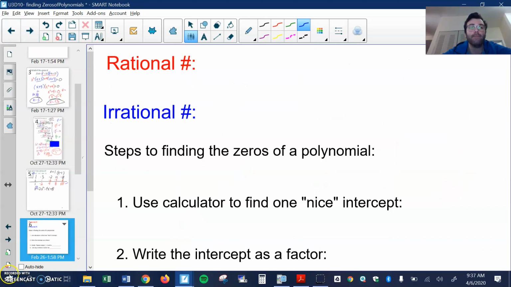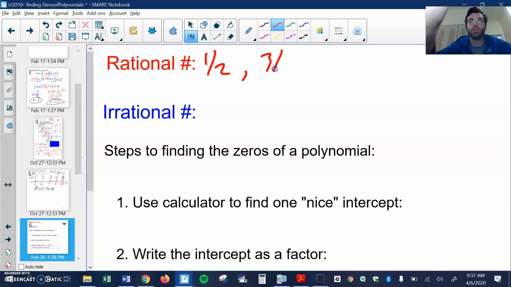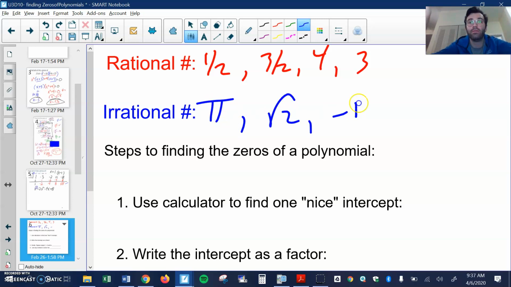All right. Let's talk about rational versus irrational roots or numbers. Something that's rational, ratio is in the word rational. So like 1/2 is a ratio, that would work. 3/2 is a ratio, it's a rational number. 4, 3, anything that can be expressed as a fraction is a rational number. An irrational number is like pi, root 2, negative root 5. Those are all irrationals because they can't be expressed as ratios.